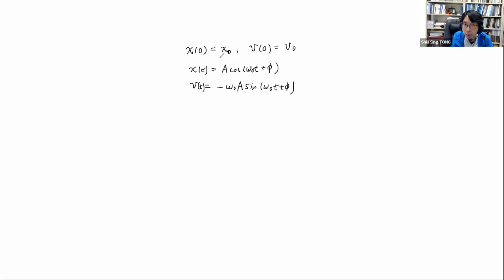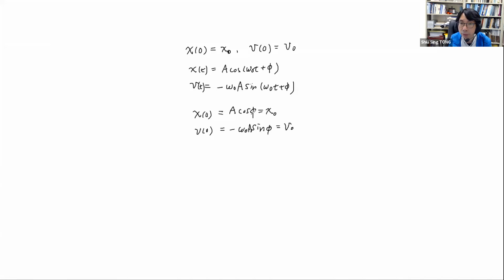Now, when t is zero, we don't have this term, right? So x at time 0 is equal to A. We simply don't have this term, so we have cosine phi only, and that is equal to x naught. And when we put t equal to 0 in v, we don't have this term, and it becomes sine phi. So the v0 is minus omega naught sine phi, and that is equal to minus v naught. Is that right? Sorry, I missed a factor of A here.